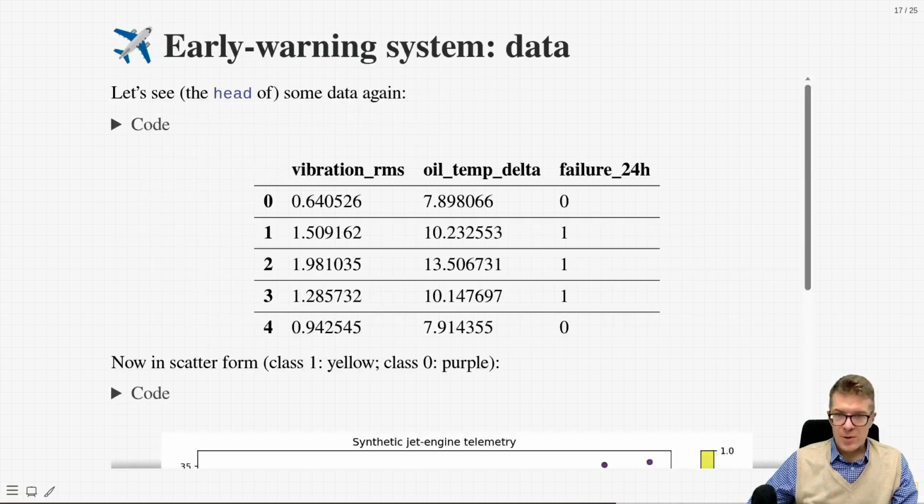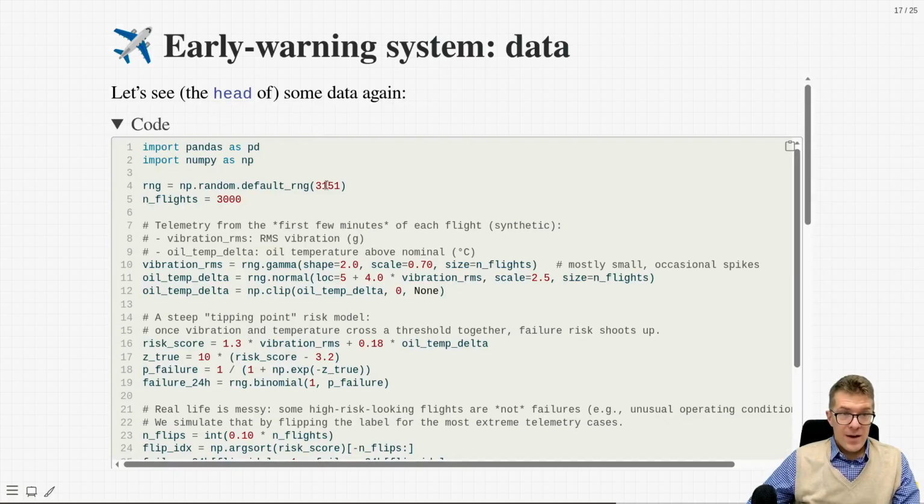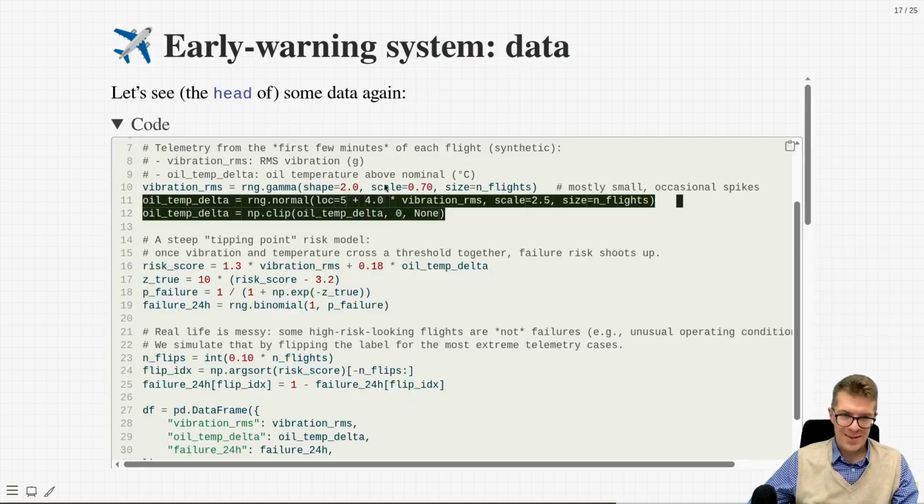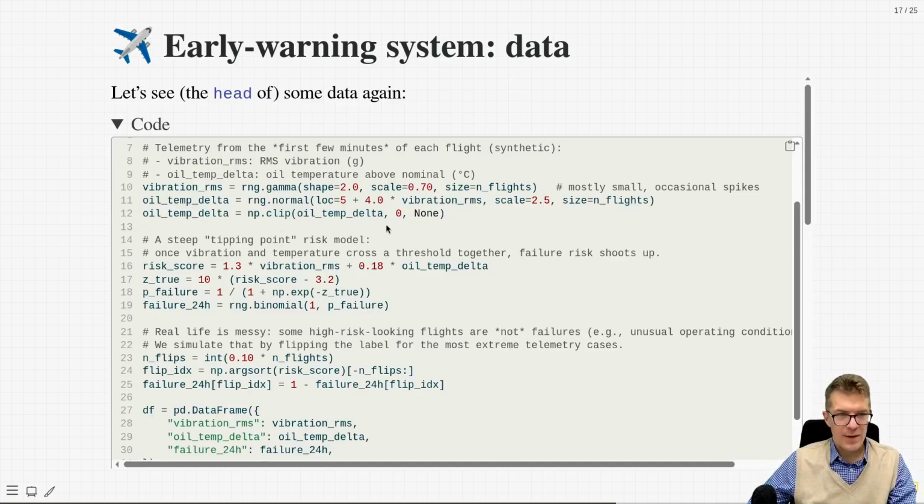So here's an actual walkthrough of this example. Let's see the head of the data. So here I'm going to randomly generate 3,000 flights using the random seed 3151. And like we mentioned earlier, we'll have only a couple of measurements. We'll have the vibration in RMS here, and we'll have the oil temperature data above nominal. Just for the sake of the task, I'm doing some clipping here to make it a little bit more realistic, although this whole scenario is very simple, but you get the idea.